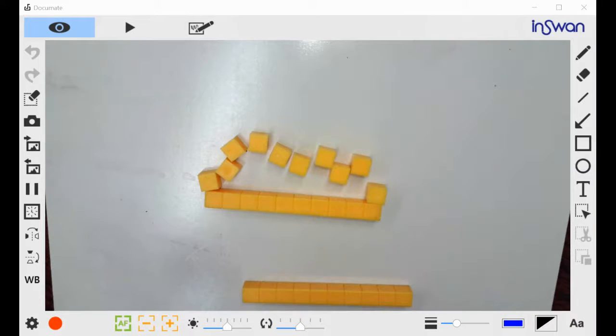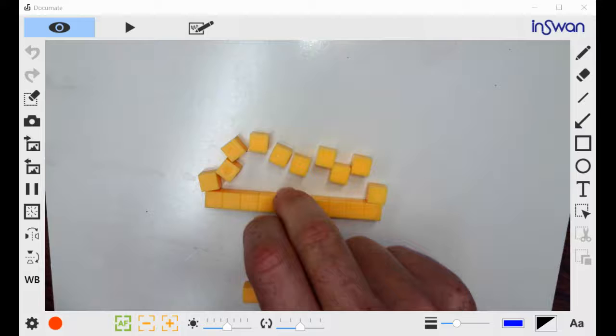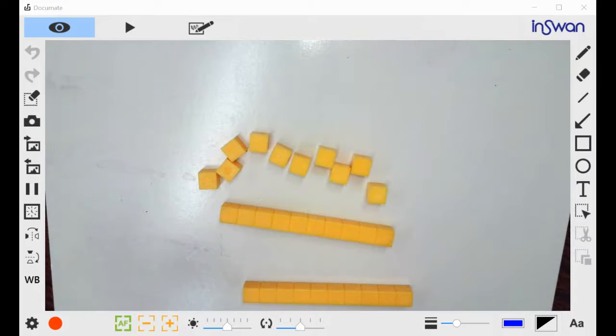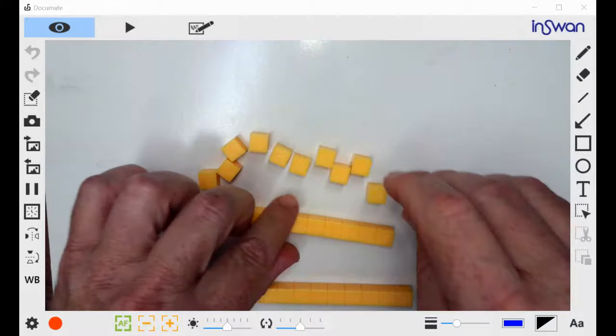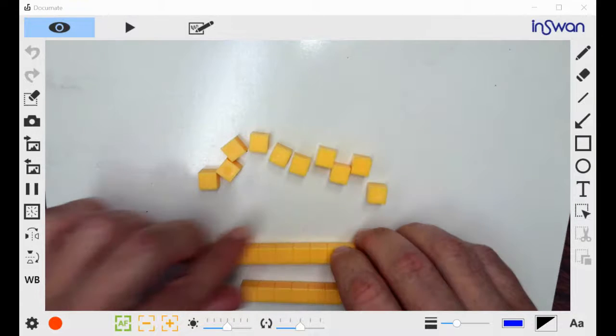All right, good afternoon. Today we're going to be talking about base-10 blocks and how they can help us with regrouping, specifically in subtraction. If you're not familiar with base-10 blocks, they come in a couple different things.